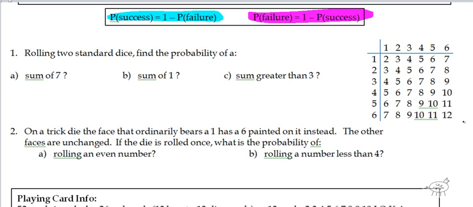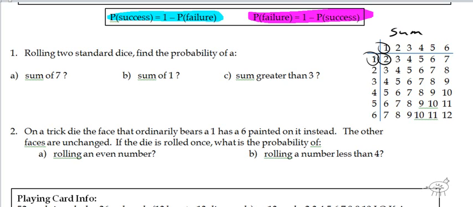Anyway, we're rolling 2 standard dice and find the probability of a sum of 7. So basically what you're doing is, when I say a dice chart, this is the sum. In other words, if I roll a 1 and a 1, here's the 1 right here and a 1 right here, I get a 2.